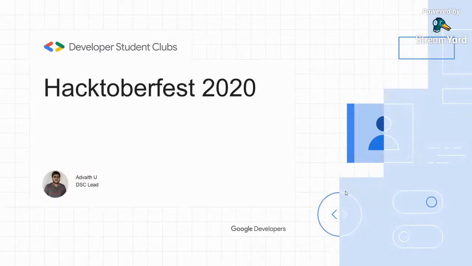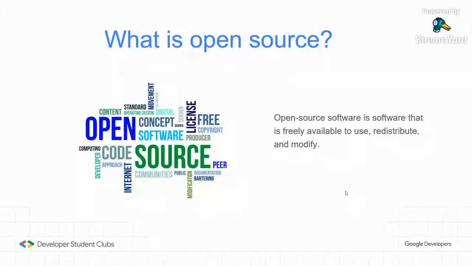So let's start. First of all, what is open source? Open source software is free, available to use, redistribute, and modify. Which software comes to your mind when you hear the word open source? Let me give you a brief intro. Open source software means we can use that without paying any money. We can redistribute that software, and we can modify and contribute to that software or open source projects.